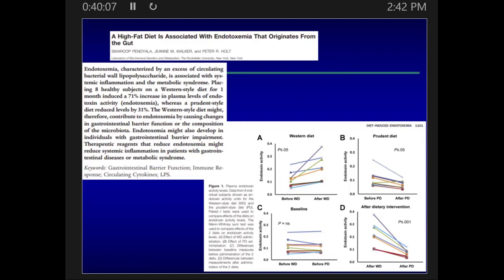Endotoxin activity decreased on the prudent diet but actually increased on the Western diet. An acronym for the Western diet is SAD, Standard American Diet. I thought that was hilarious. So it pretty much is SAD: high fat, low carb, no complex carbs is what I'm trying to say. Too much sugar, too much fat.